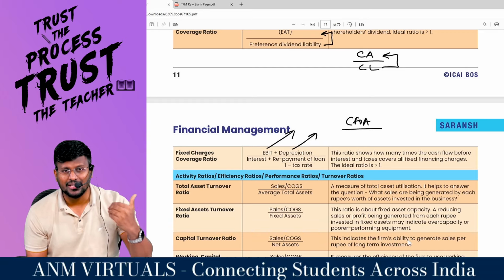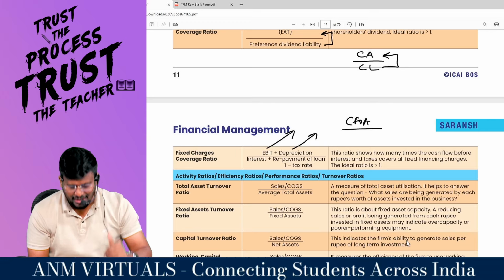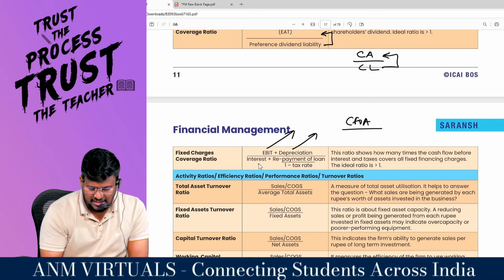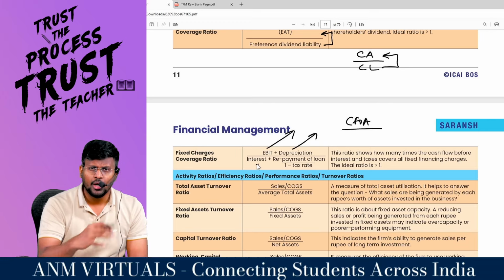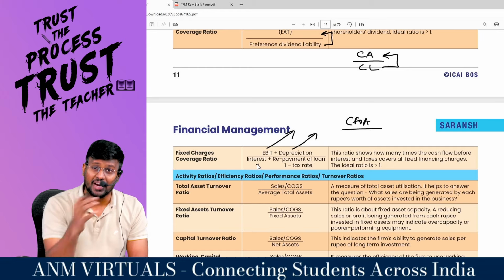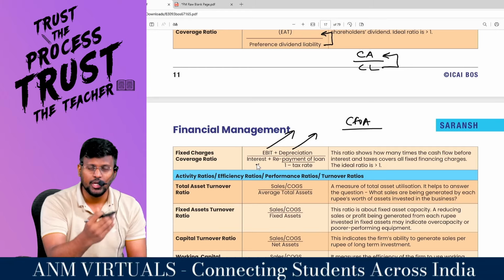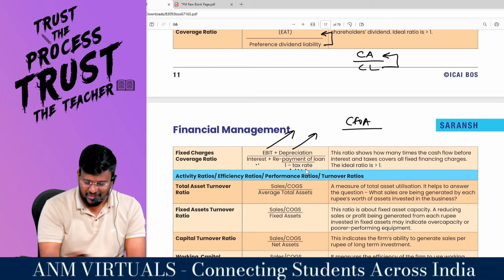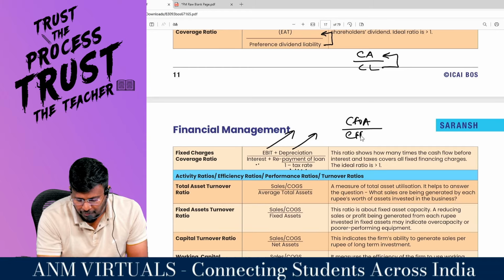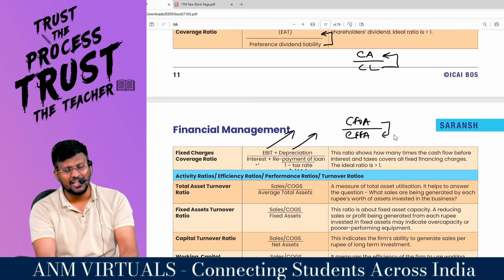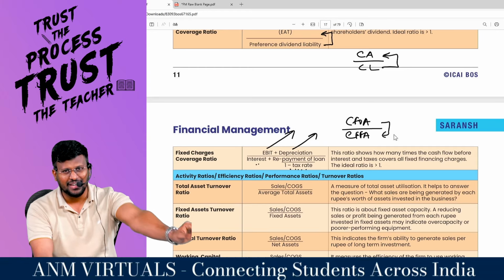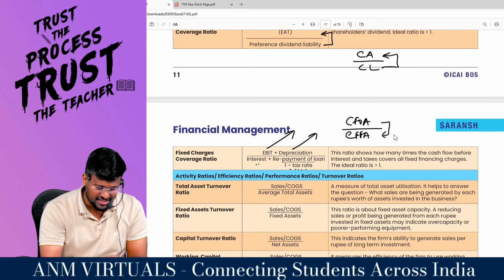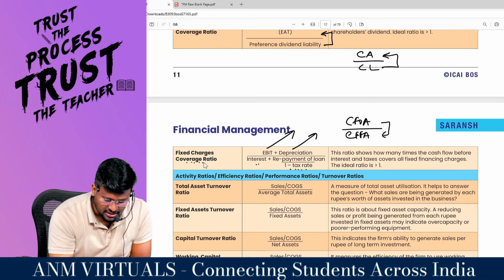So I have to take the cash from operating activity divided by interest plus repayment of loan. Loan means the principal portion. That will surely be after tax. So in order to make it before tax, divide by 1 minus T. This is nothing but cash flow from financing activity. Basically, cash flow from operating activity divided by cash flow from financing activity. That's what the fixed charges coverage ratio is.